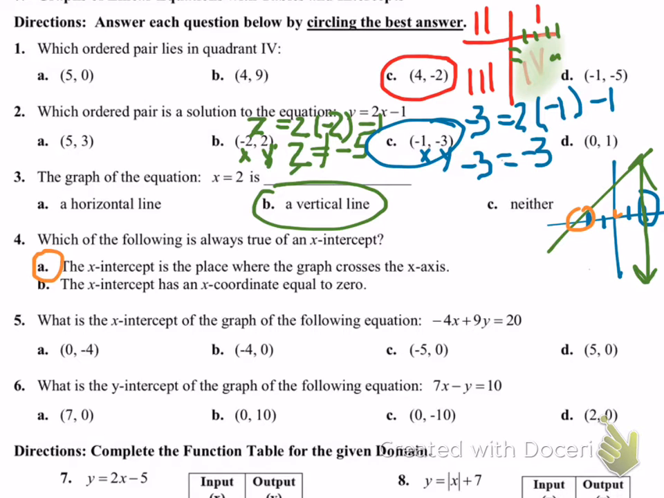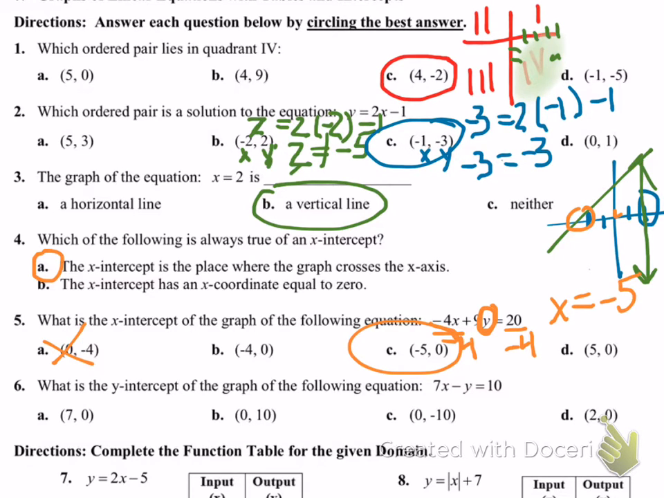Number 5, what is the x-intercept of the graph of the following equation? Okay, one thing we know about the x-intercept is that the y value is 0, so we can immediately get rid of A because that has an x value of 0. I find the x-intercept by plugging in 0 for y. So plugging in 0 for y is going to make that term 0. Anything times 0 is 0. That leaves -4x equals 20. I can then divide by -4. 20 divided by -4, I get x equals -5. So I see that that would be C.